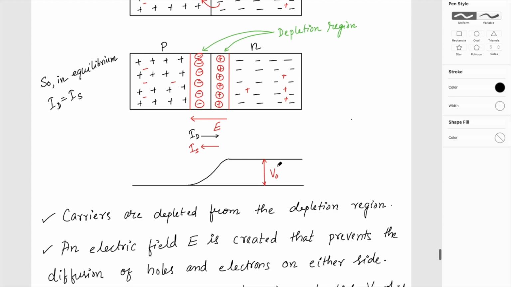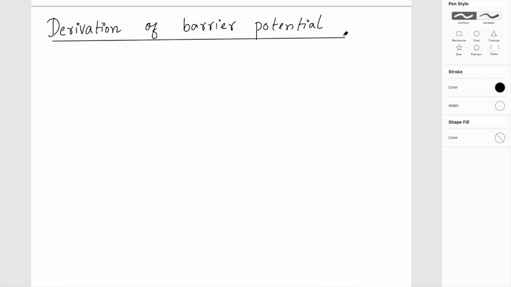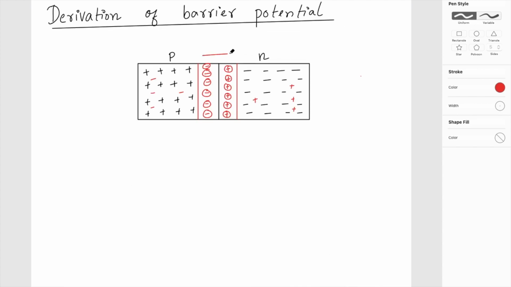So now let's try to derive the expression of this barrier potential V0, because this is very important for the PN junction, especially when we use this phenomenon for diodes and other applications. So this is my PN junction, and we know that there is an electric field E in this direction. If you see the majority charge carrier, the holes, we know that it is given simply by the doping of the acceptor atoms, Na.